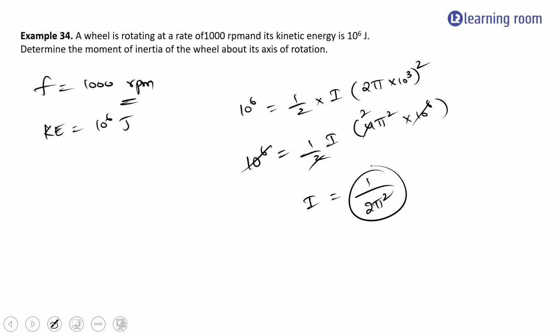So RPM, okay, divided by 60, I can see that. Divided with RPM, divided by 60, sorry, by 60. So it is going to be 60 square.